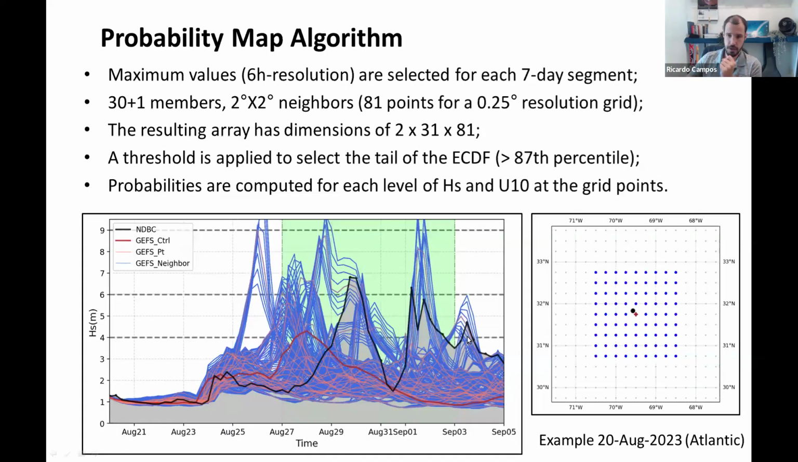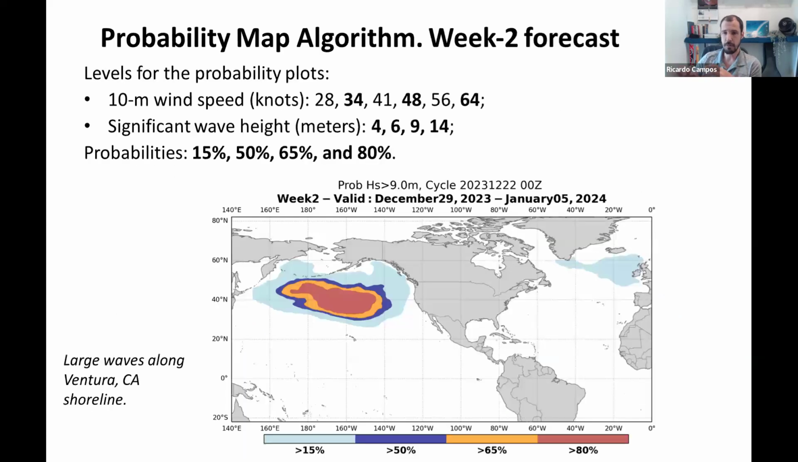This that's showing here, it's for one single point. We are computing now for the whole globe, and using certain thresholds, 4, 6, 9, 14 meters of significant wave height. And then we are producing now as an experimental forecast this type of map here.